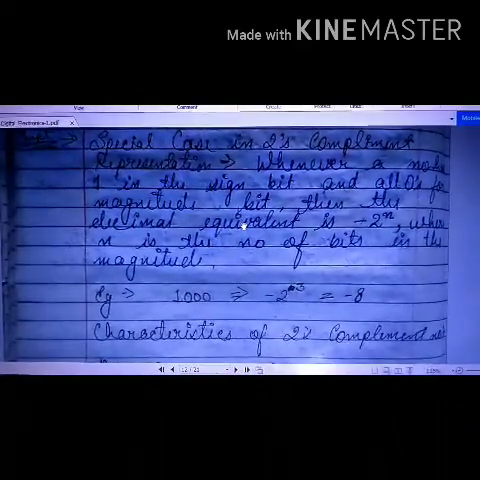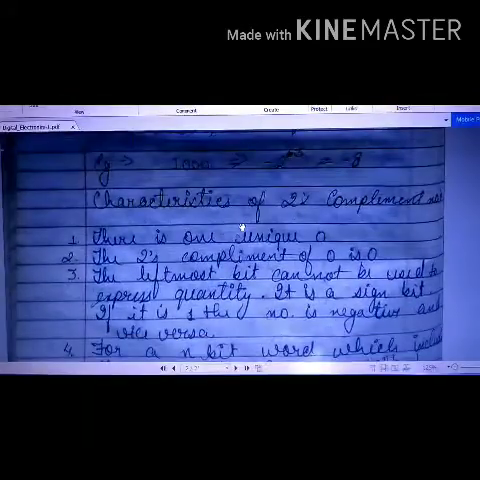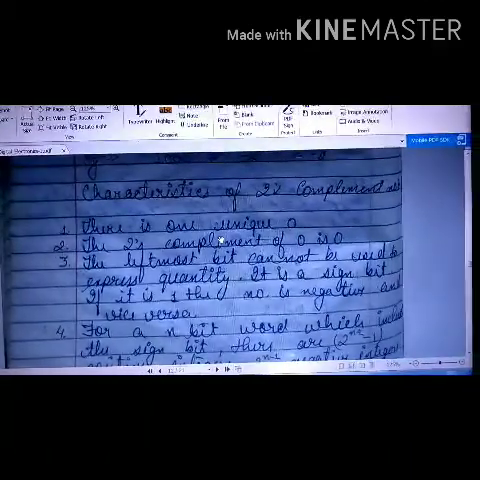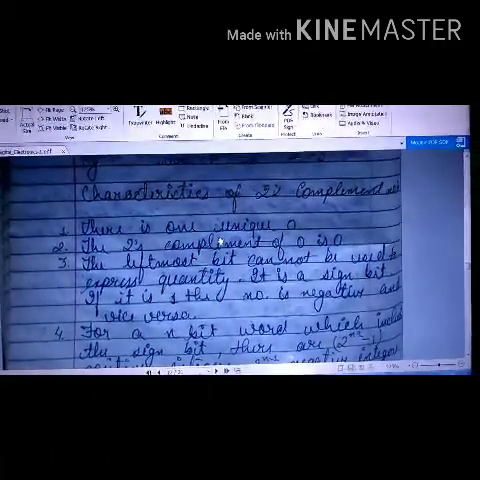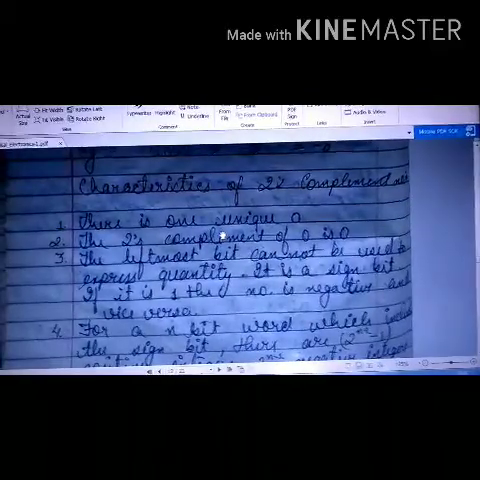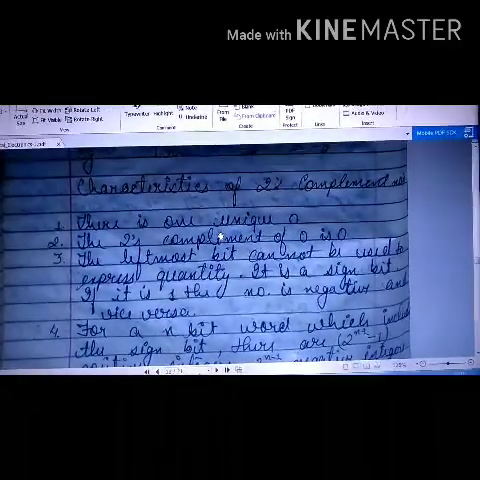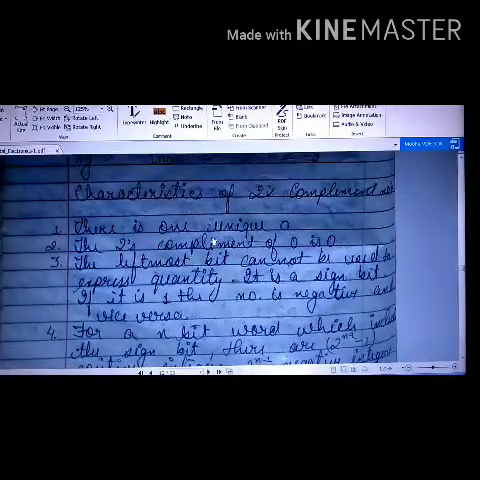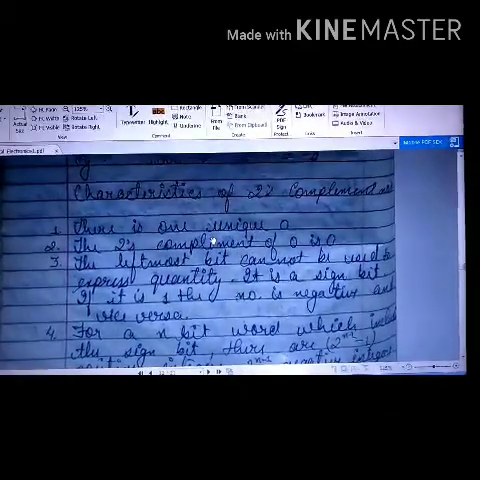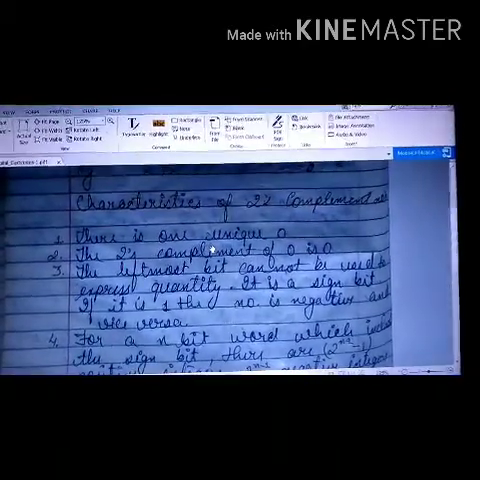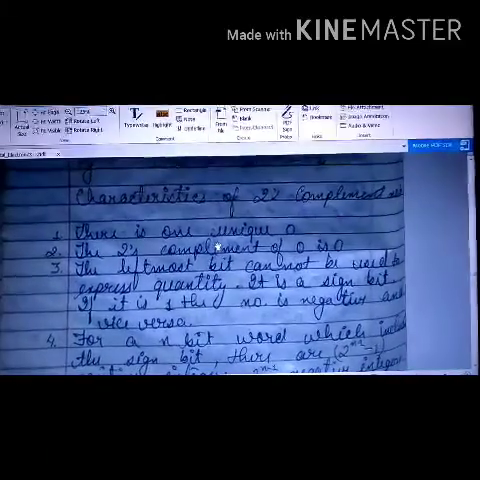Now, let us study characteristics of a 2's complement. There is one unique 0. The 2's complement of 0 will always be 0. The leftmost bit cannot be used to express a quantity. It is the sign bit, and if it is 1, then number is negative and vice versa.